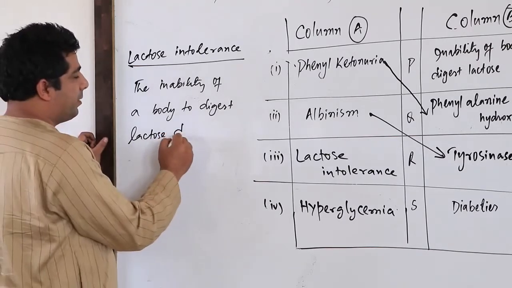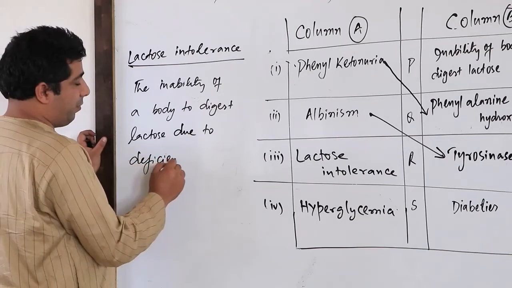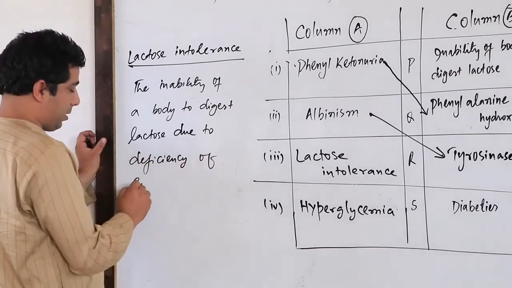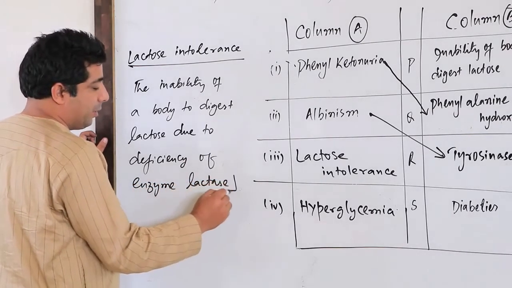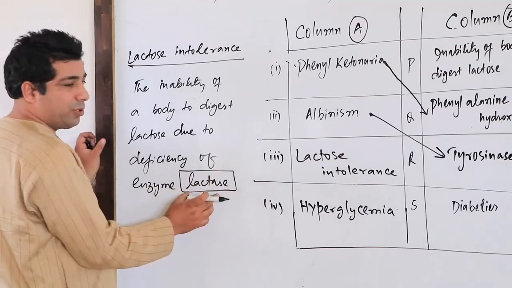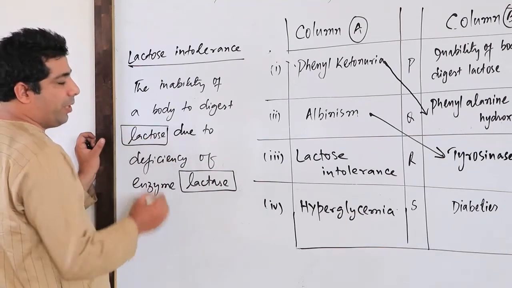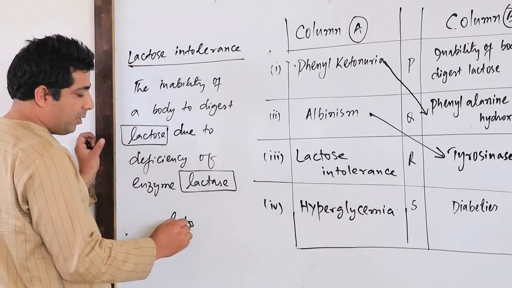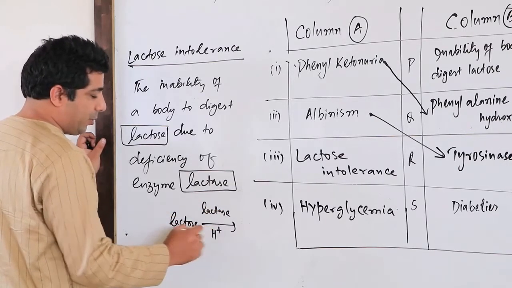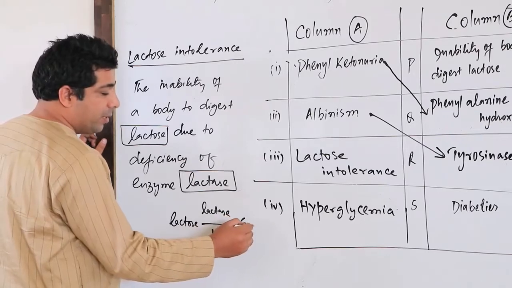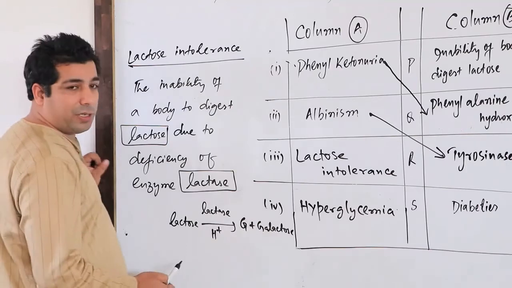Okay, why? Due to deficiency of the enzyme lactase. So because of the less amount of lactase, this lactose sugar will not be digested properly. You know that if you have lactose in presence of lactase enzyme, it will undergo acid hydrolysis. It will give me glucose plus galactose. So I will be getting glucose plus galactose. So this reaction will not happen.